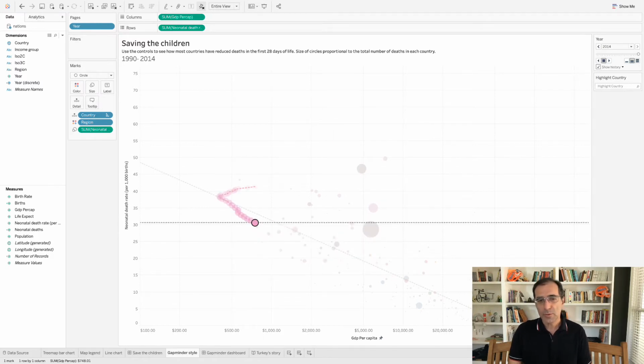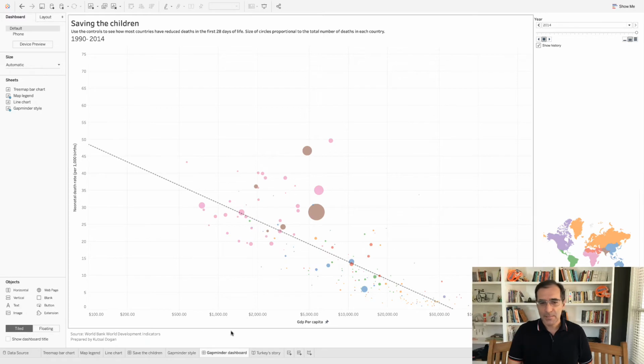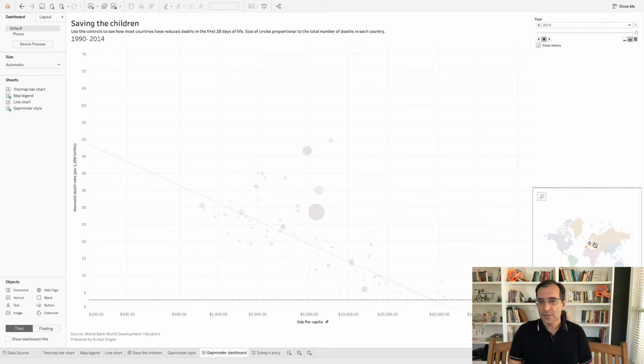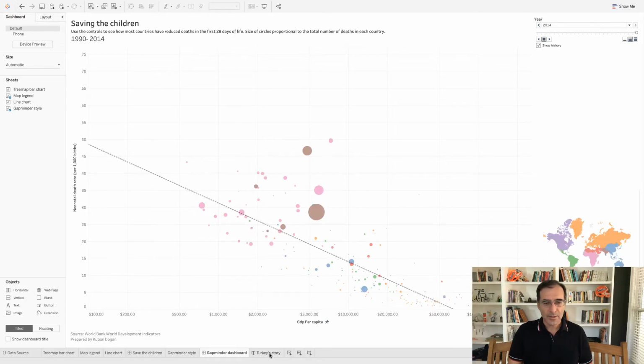So what I want you to do in this assignment is use whatever charts you have and create a story. Create a story from these charts. The first thing I did was I created the Gapminder dashboard. I actually use my legend for regions. I can look at each of those regions, and then I create the story.